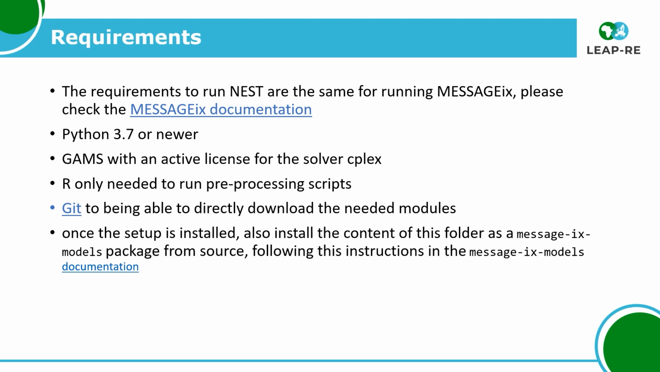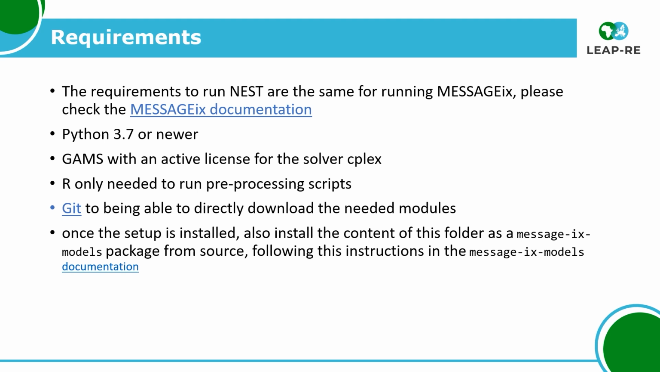There will be a hands-on part of this tutorial, but first I'm going to go through some slides with the links you need to install all of the required tools. In particular, it's very important you have a look at the MESSAGEix documentation, and that you make sure the requirements are fulfilled, in particular having Python 3.7 or newer and installing GAMS. Installing R is not mandatory, but if you want, you can. There are some scripts that use it.